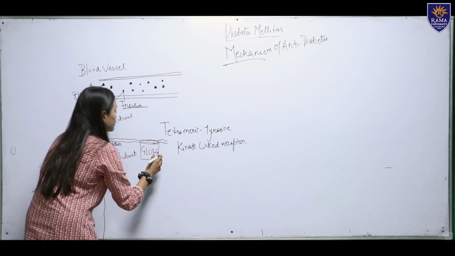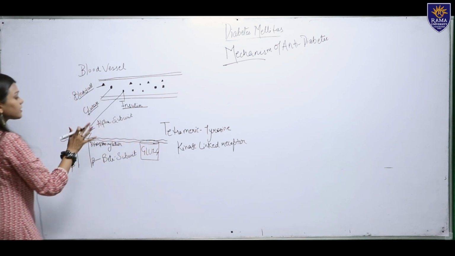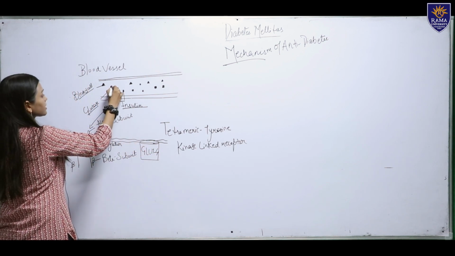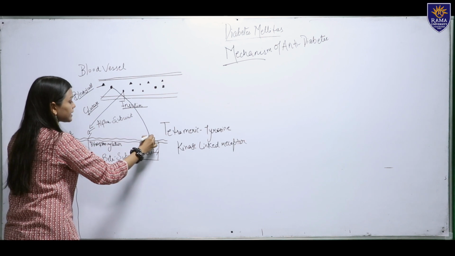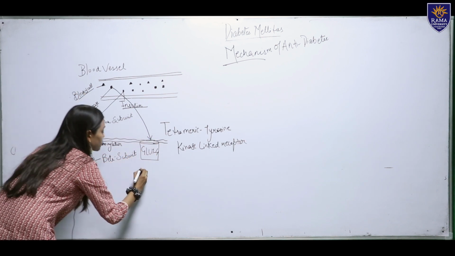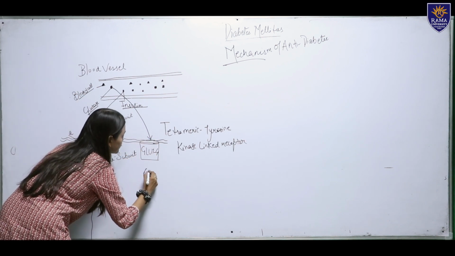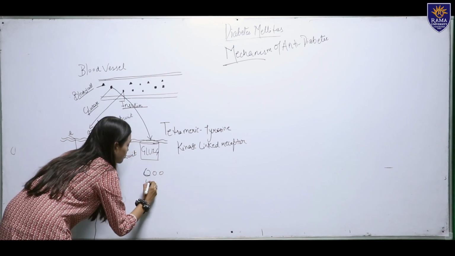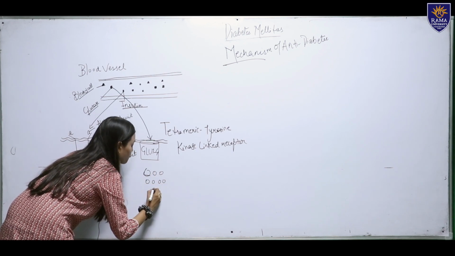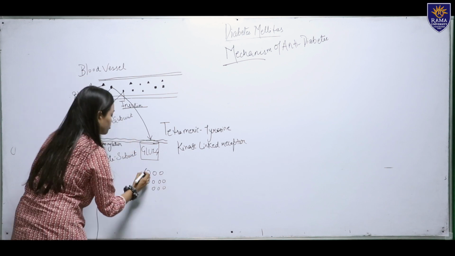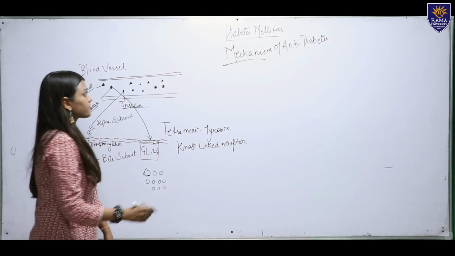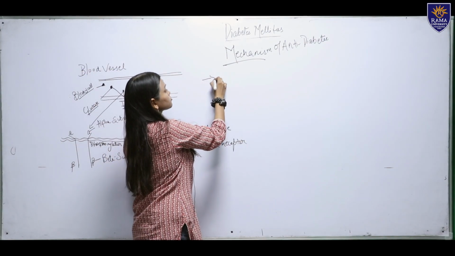What is this GLUT4? GLUT4 basically works for taking the glucose molecules from the blood into the body cells. This glucose enters the body cells and works as an energy source. Okay. Now let's come on to the mechanism.